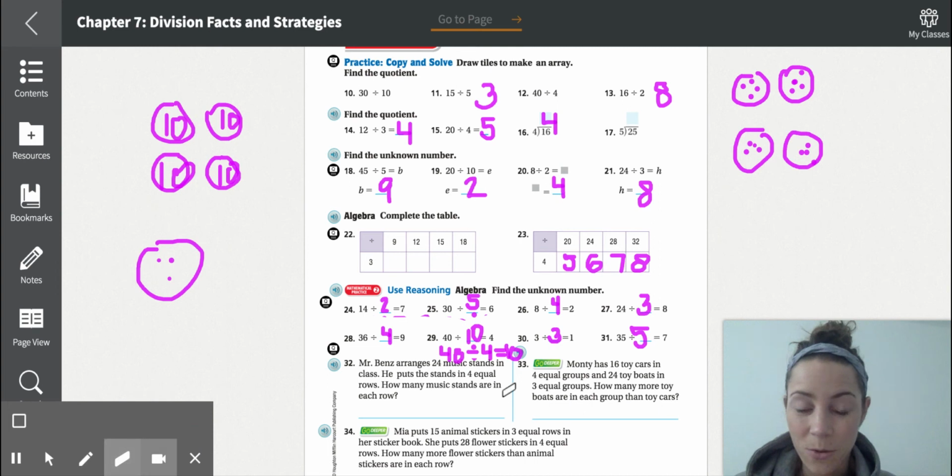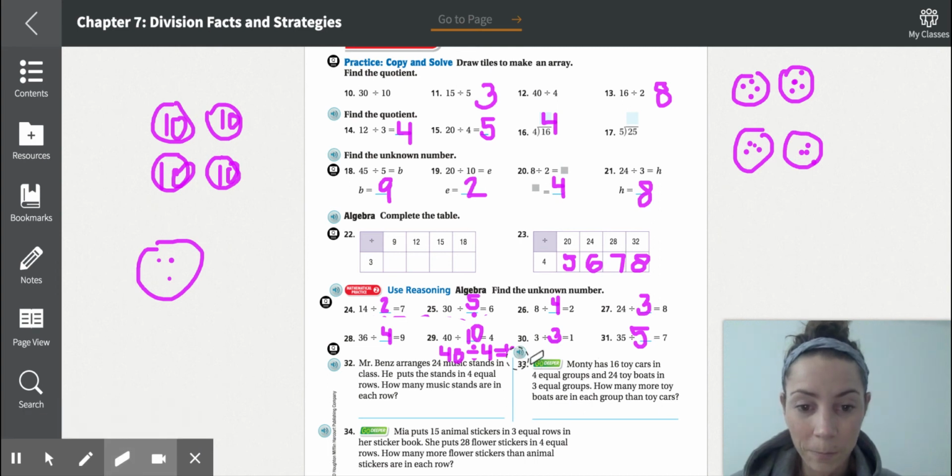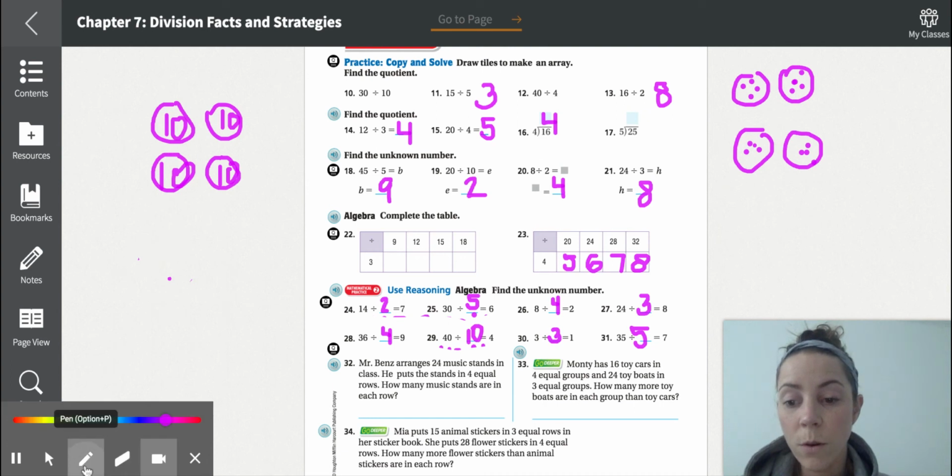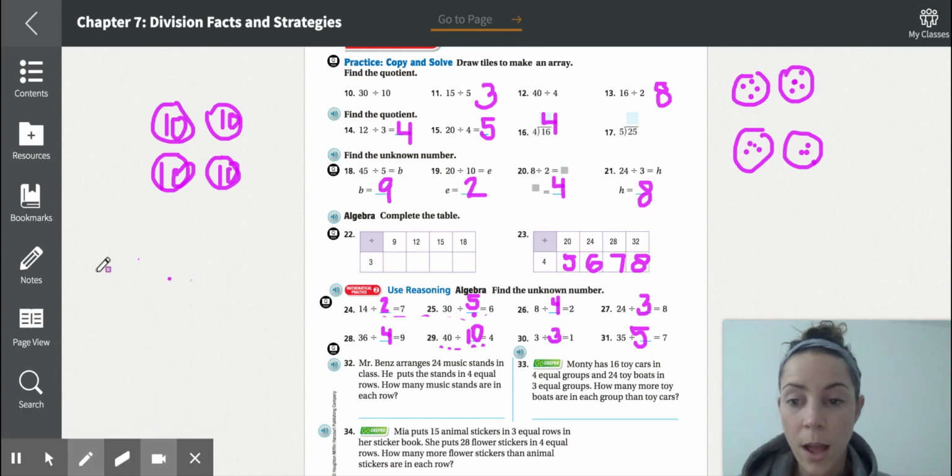Okay, let's do the word problems. Okay, number 32 says, Mr. Benz arranges 24 music stands in class. He puts the stands into 4 equal rows. How many music stands are in each row? Okay, so we could do a picture for this one, or you could do an equation. I've got 24 total and 4 rows.